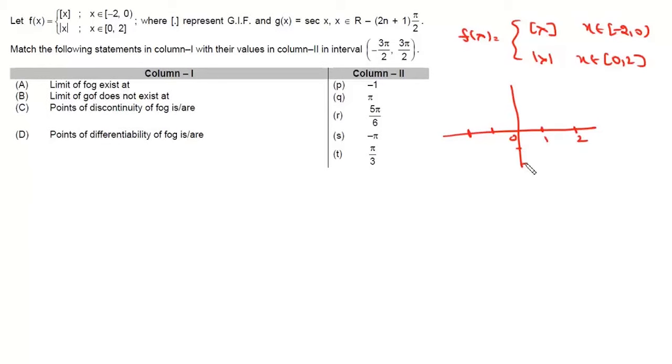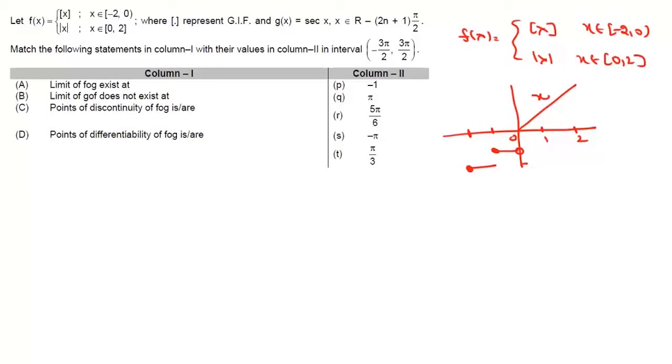Between -2 and -1, it'll be -2. And between -1 and 0, it'll be this -1. And when x is greater than 0, mod x is simply x, so it'll be this x. So there's the graph of f(x).